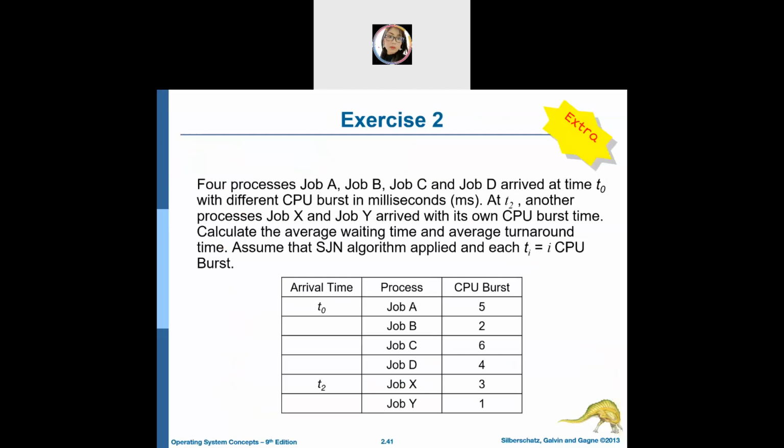Now, there is another exercise. Still, we're going to use a similar SJN algorithm. Here, you have job A, job B, job C, job D. A, B, C, D arrive at time T0 with different CPU bursts in milliseconds. At T2, another job X, Y arrive with their CPU burst times here. So calculate the average waiting time and average turnaround time, assuming you're going to use the SJN algorithm.